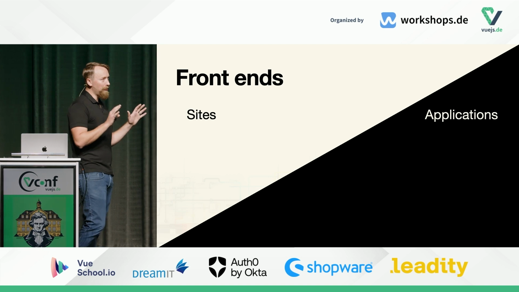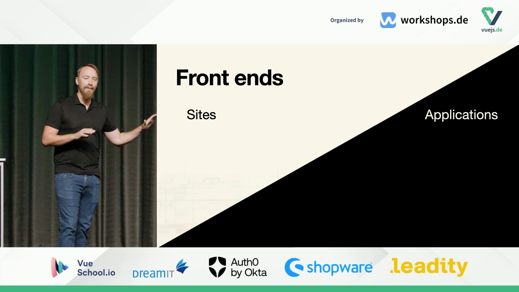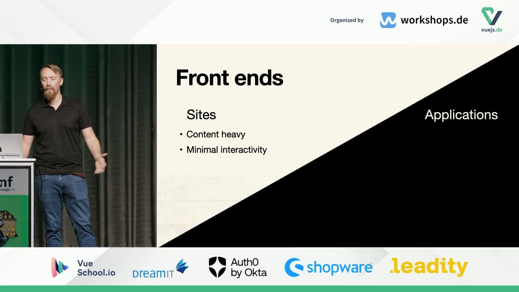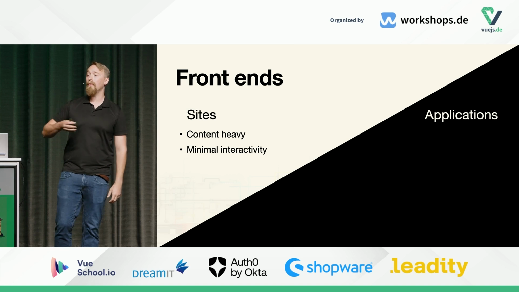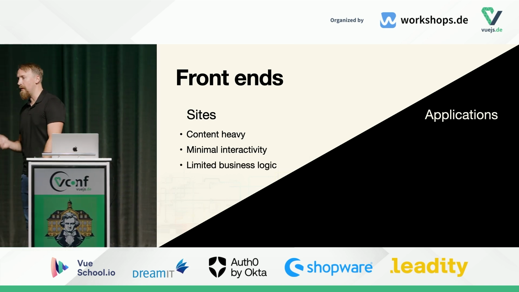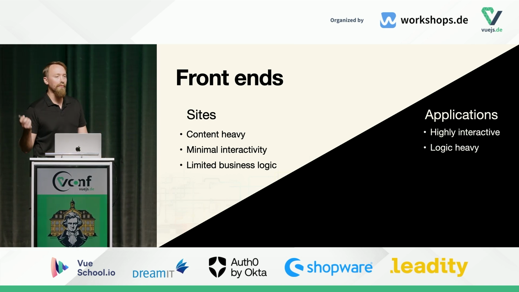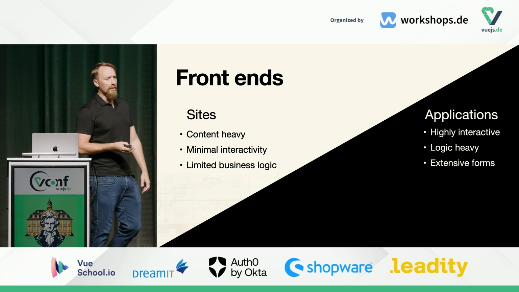Oversimplification here, but I think you can roughly divide our front ends into two parts. You have sites and you have applications. Websites are content heavy, like WordPress, things like that. Minimal interactivity: people are going there, reading some content, reading some documentation, and there is very limited business logic. On the other hand, applications are highly interactive, with tons of logic in them, they do something, and they usually make use of extensive forms.